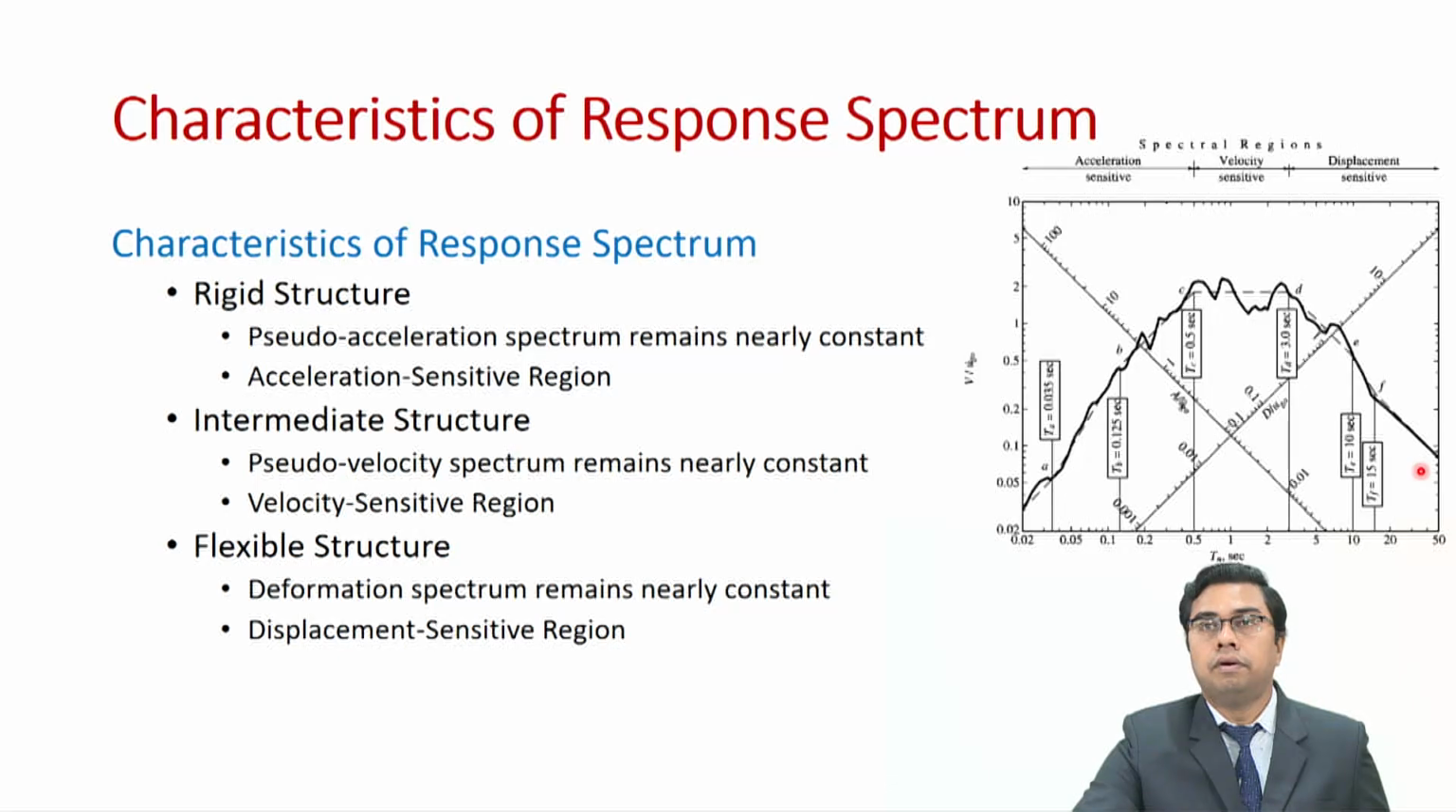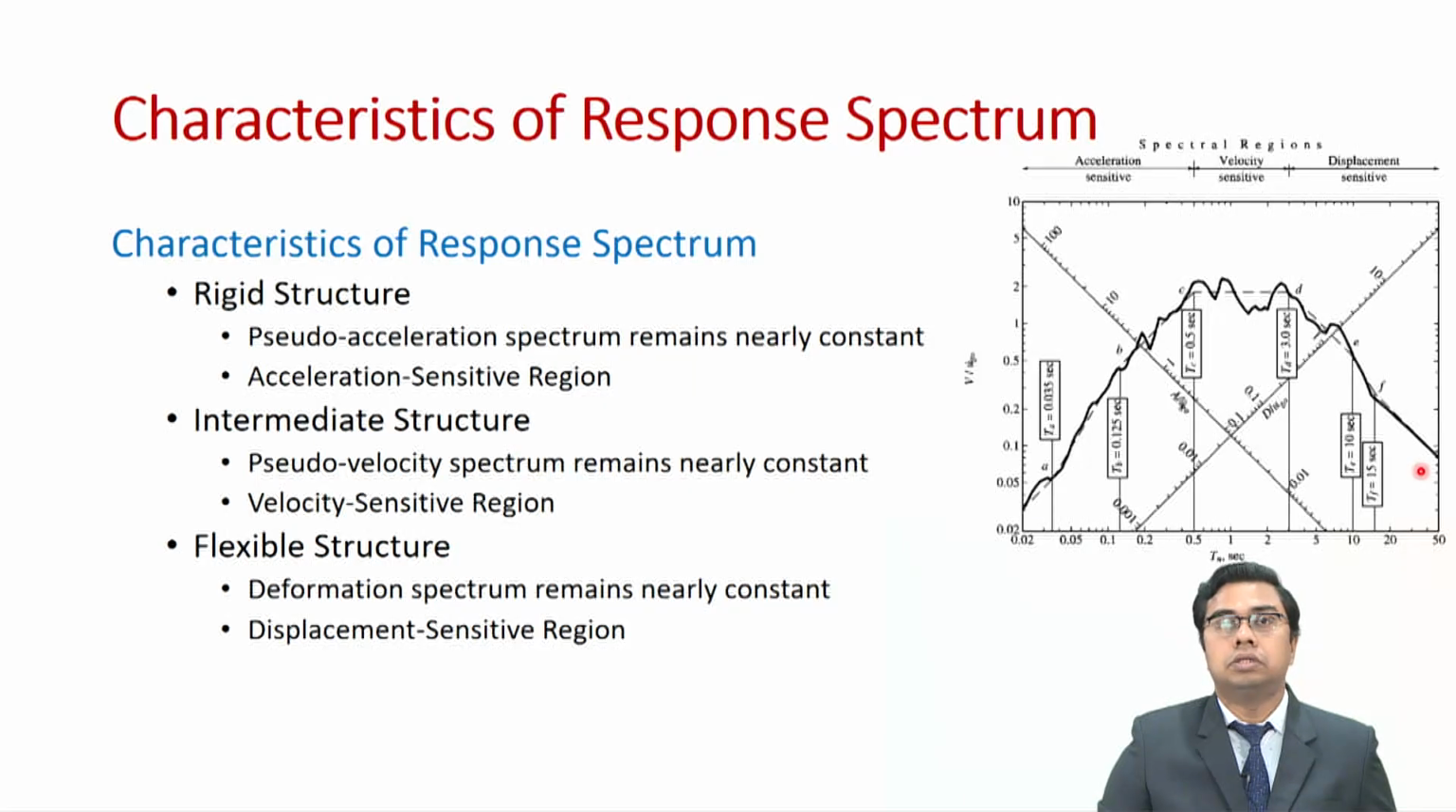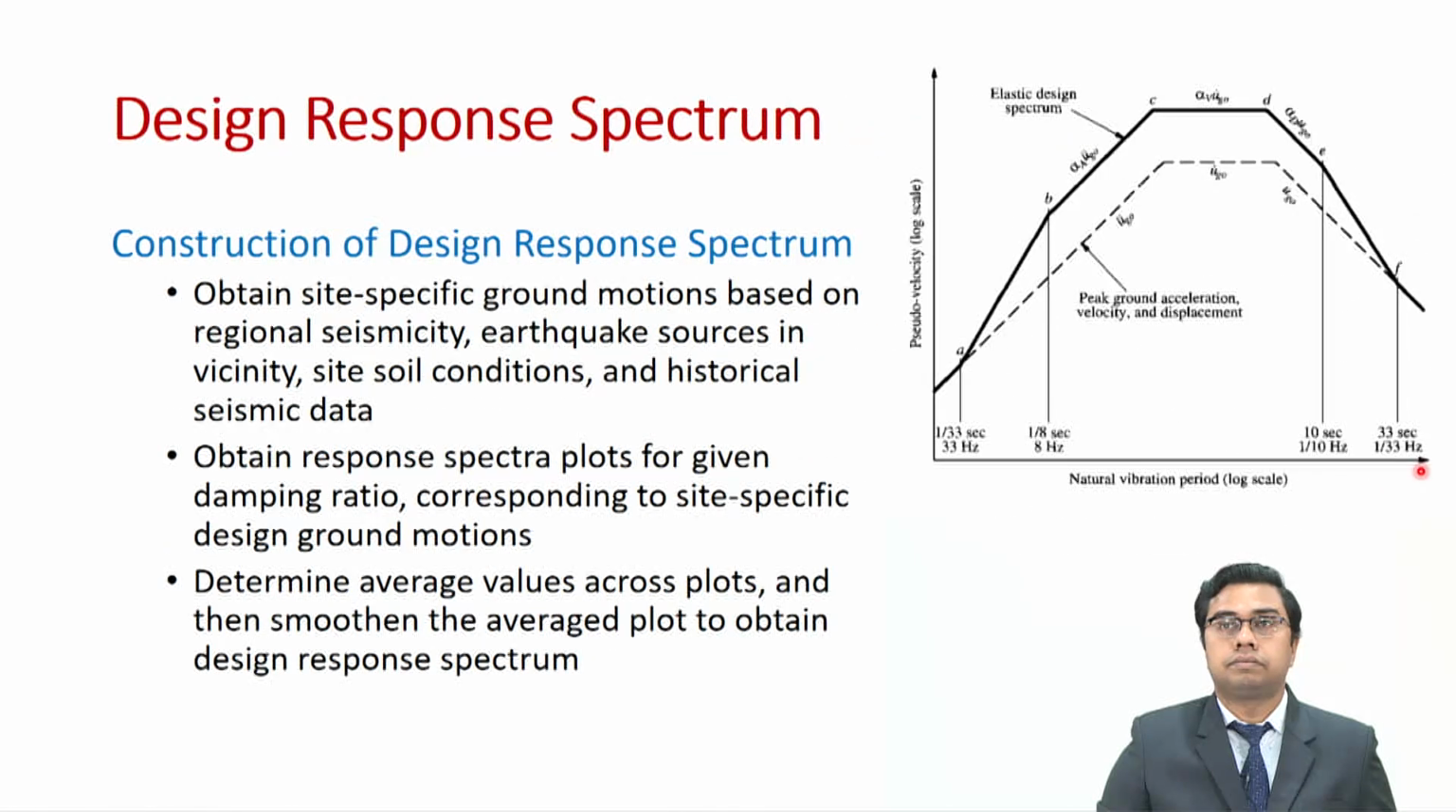Now let us try to understand how we obtain a design response spectrum, because ultimately we need to design our structures, for which we need the design response spectrum. So, the first step would be to obtain site specific ground motions based on regional seismicity, earthquake sources in the vicinity, site soil conditions and historical seismic data. Based on the historical seismicity of the region, we shall be able to obtain site specific ground motions. More comments on this will be available in further lectures.